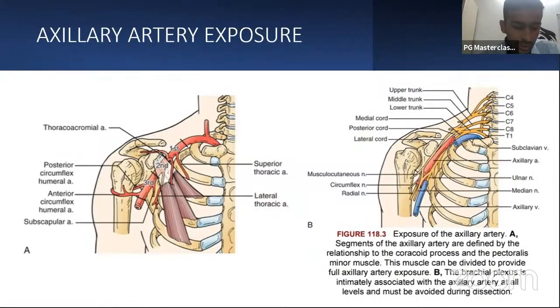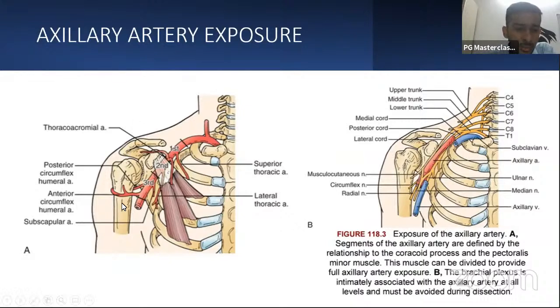I would also be covering exposure of the other upper limb vessels. These are commonly employed in case of trauma, and also in case of vascular reconstructions and in case of brachial embolectomy. The axillary artery is very seldom approached except in cases of trauma because of its complex anatomy.